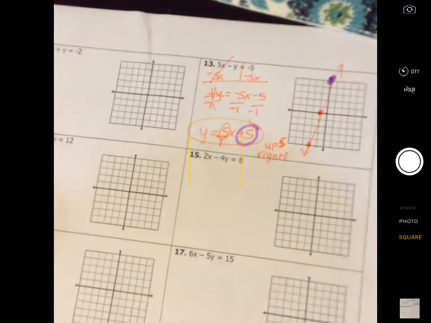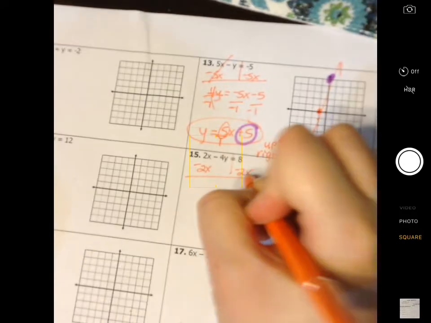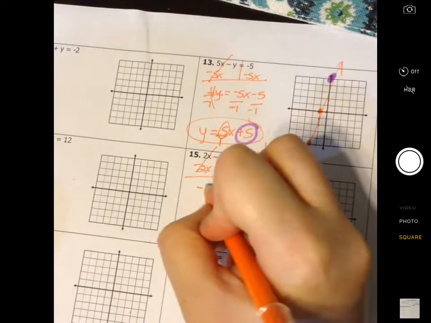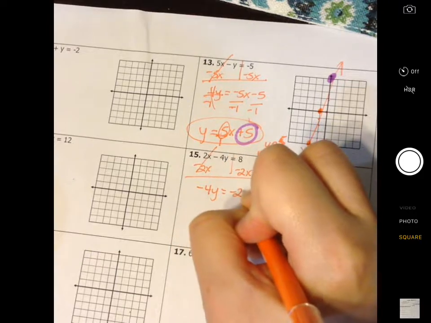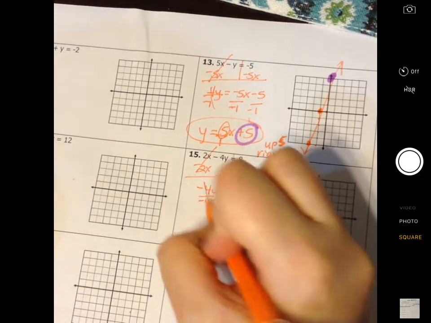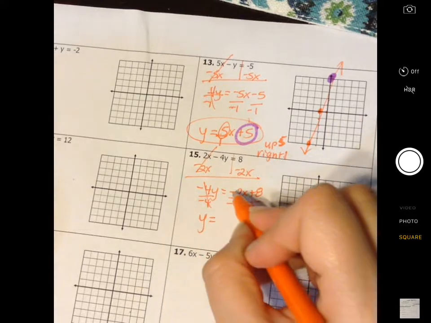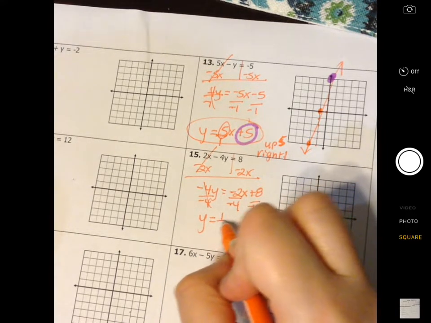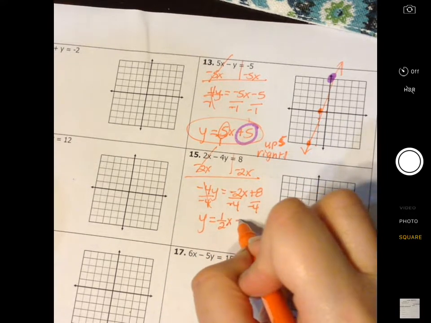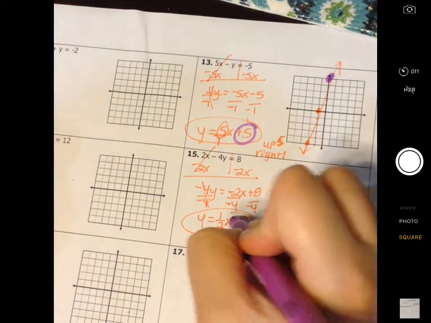Okay, 15. Gotta rewrite it. Subtract 2x. Drop down: negative 4y equals negative 2x plus 8. I can now divide by negative 4. I'm left with y equals a positive 1/2 x minus 2. My intercept is negative 2.